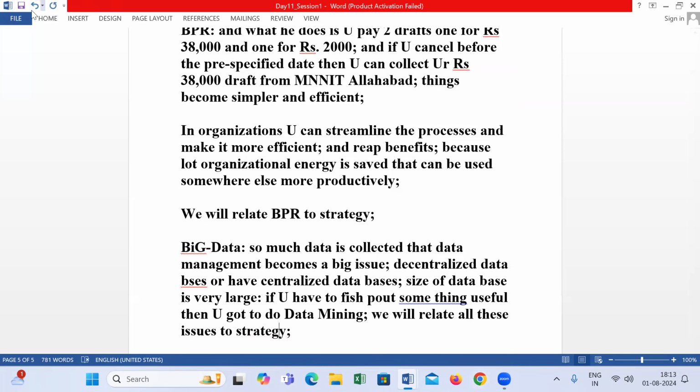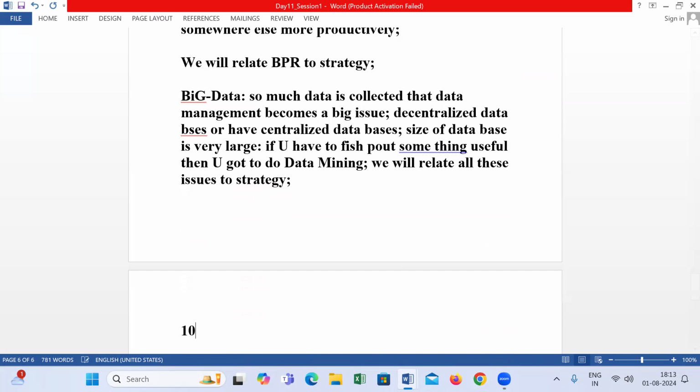We'll relate all these to strategy. Just to give a flavor of the issues involved, there are 10 V's of databases, or 10 V's of what I call big data. I'll just enumerate them.